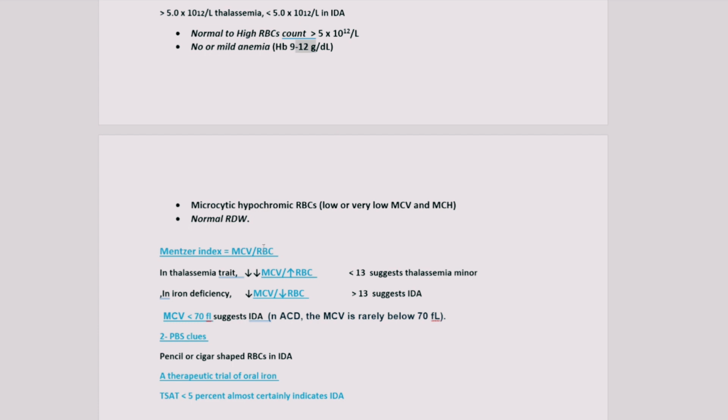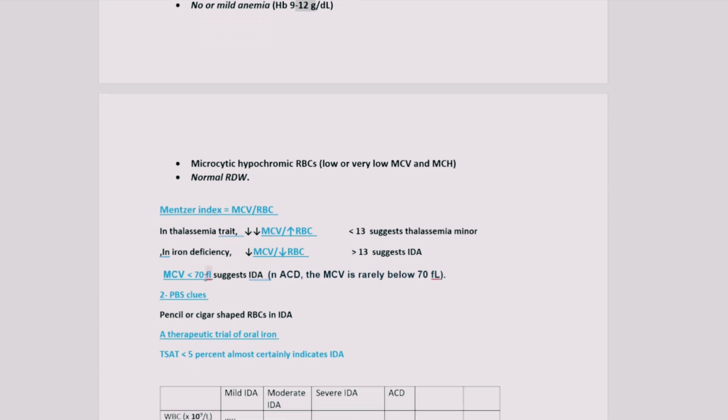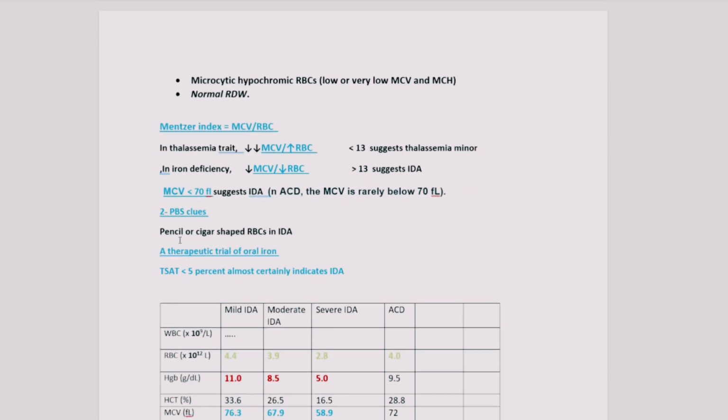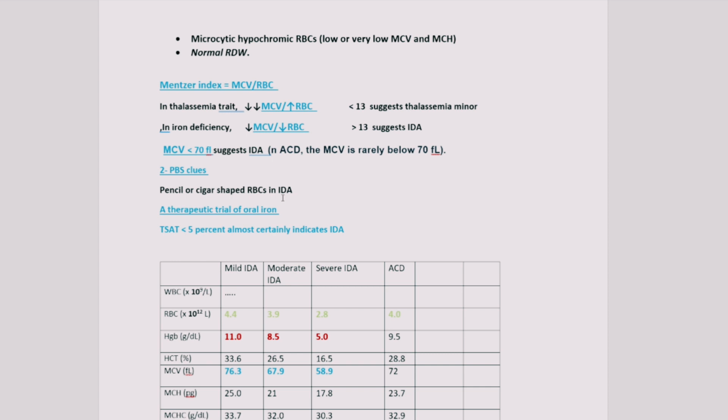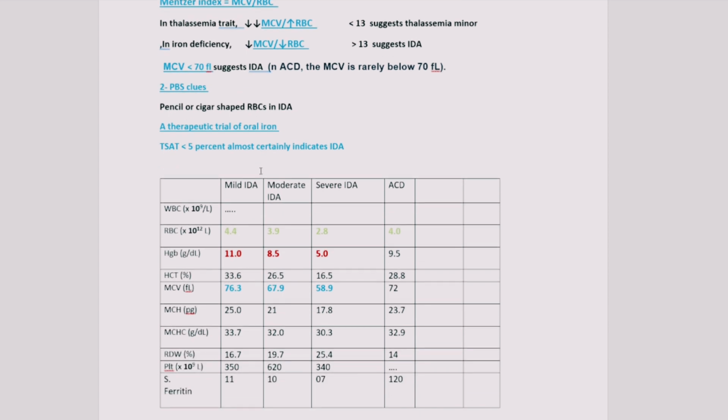Mentzer index, MCV divided by RBCs, can help differentiate between iron deficiency, where it's more than 13, and thalassemia trait, where it's less than 13. Thalassemia trait, as you know, MCV is very low, RBC count is very high, so that index is less than 13. MCV value less than 70 suggests iron deficiency anemia, because in anemia of chronic disease, MCV is rarely below 70. In the peripheral blood smear, pencil or cigar-shaped RBCs suggest iron deficiency anemia.